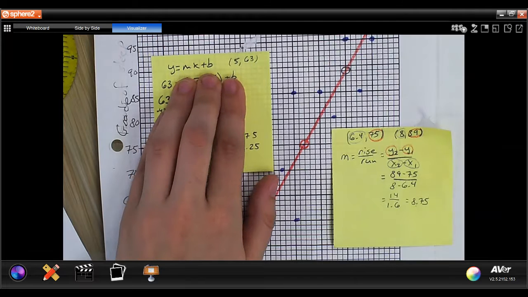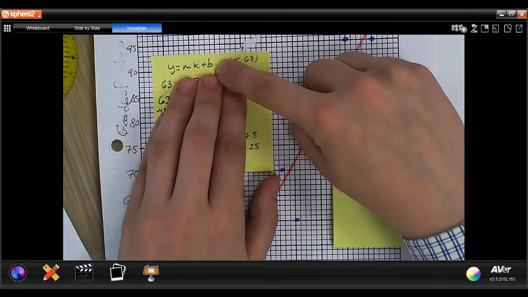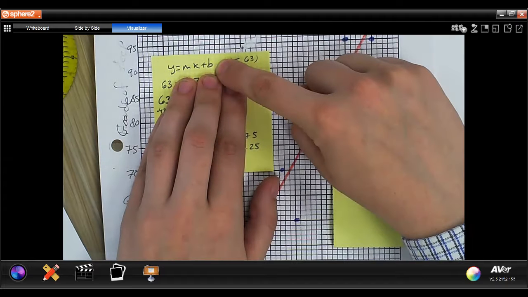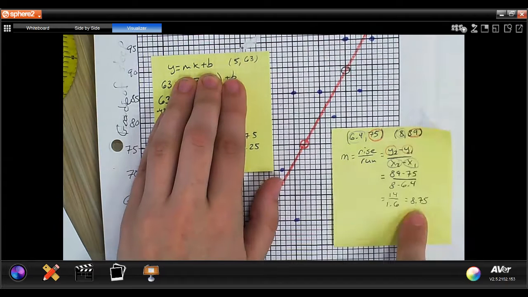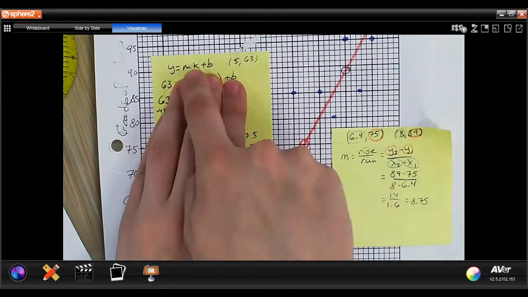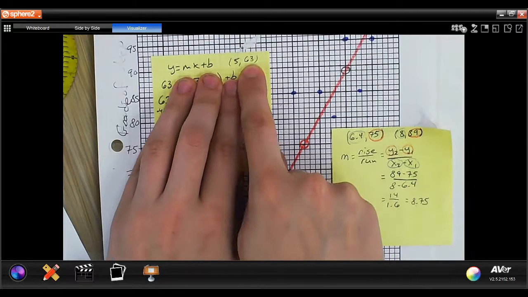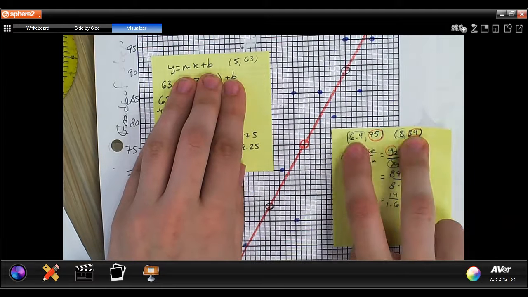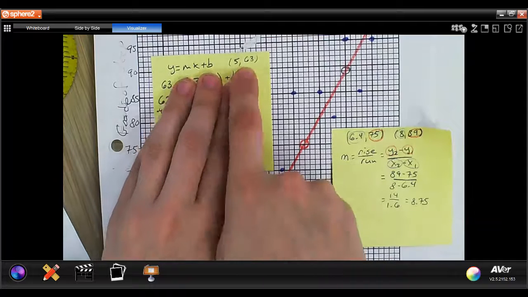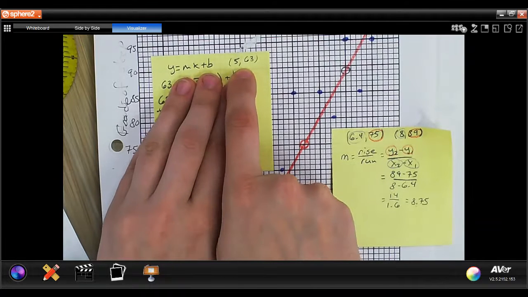To find our y-intercept, we start with just the equation of our line, y equals mx plus b. And we know what m is. We found it to be 8.75. So I'm going to plug in 8.75 for m. And then I picked a point on my line, so 5 and 63. I could have used either of these points too. It doesn't matter, as long as it's on my line. So I picked that one because I thought it was pretty and going to be easy to use.